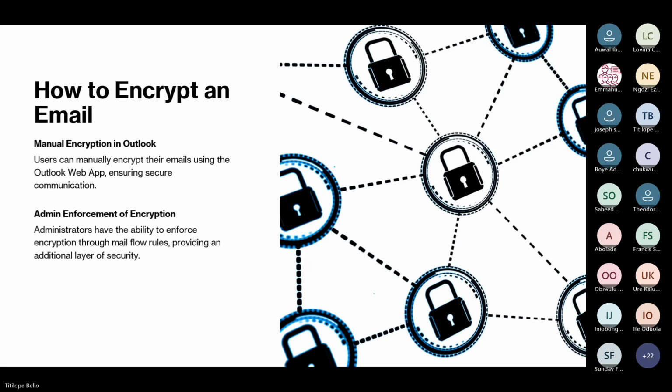Now, how do you encrypt the email? You can do it manually from Outlook. Users can manually encrypt their email to ensure security, or an admin can enforce the encryption from the backend using either a mail flow rule or Microsoft Information Protection. You can use that to also enforce encryption for your users, right?